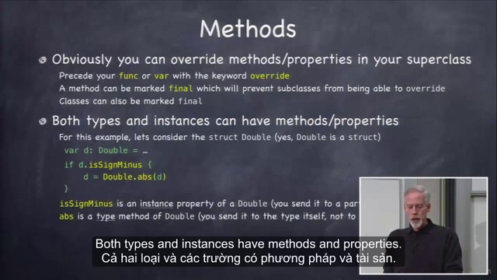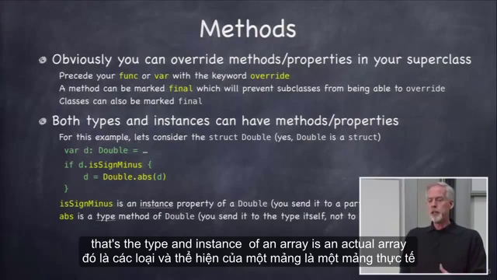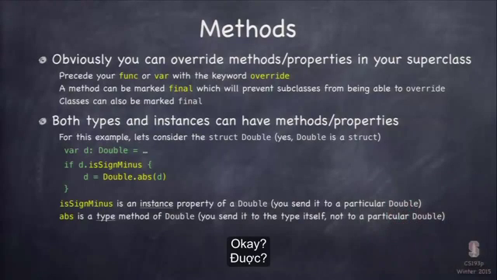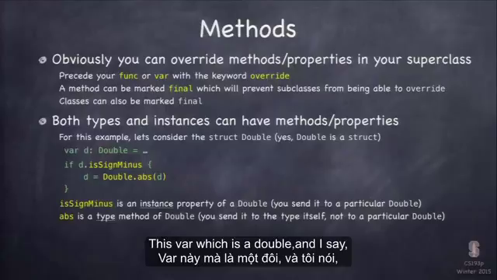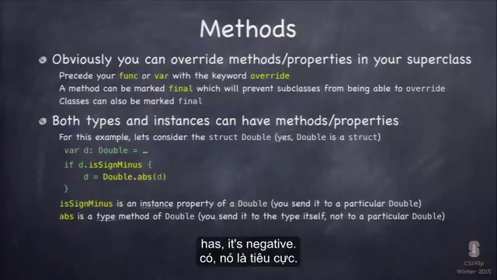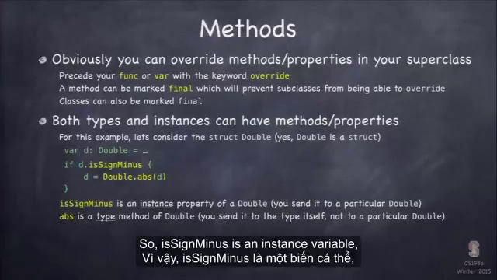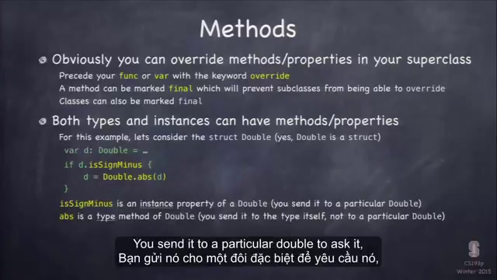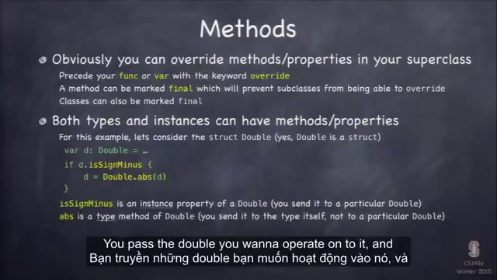Both types and instances have methods and properties. A type is like array, that's the type. An instance of an array is an actual array with things in it, okay? Let's look at this piece of code right here. I've defined a var, which is a double. And I say if the double is sign minus, that means if it's a minus sign, it's negative, then I'm going to set the double to be the absolute value of the double. So is sign minus is an instance property. You send it to a particular double to ask it, is your sign minus? Whereas double.abs is a type function on double. You pass the double you want to operate on to it, and it works on it.